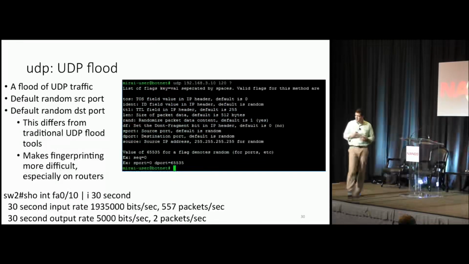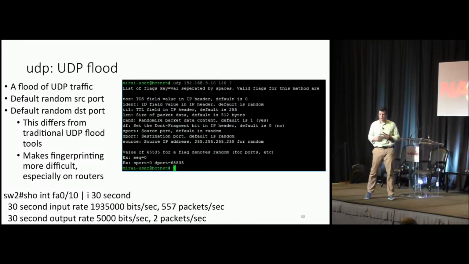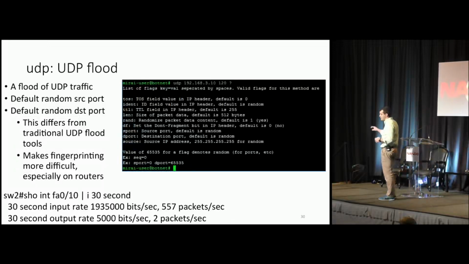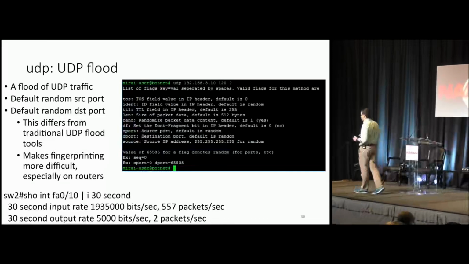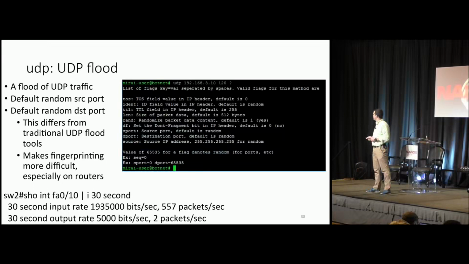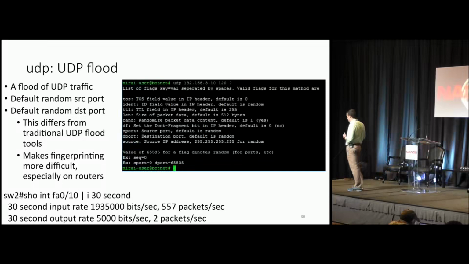This is interesting. It's a default random source IP and a default random destination IP. In my experience, a lot of the tools have been maybe a common destination port or something. Oh, I'm sorry, I said random destination IP. Random destination port, random source port. A lot of times the tools that are maybe from like the anonymous toolkit for 2016, like LOIC, are using a common source or destination port, right? So this is interesting, and it makes fingerprinting more difficult, especially if you're doing firewall filters on routers or ACLs.